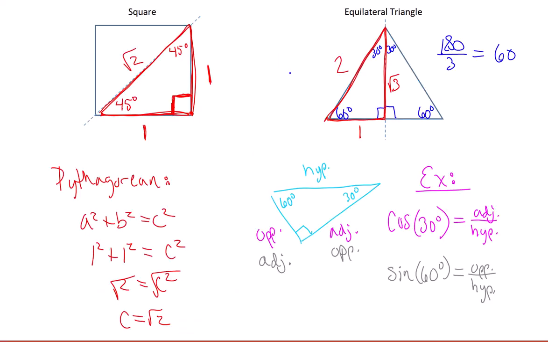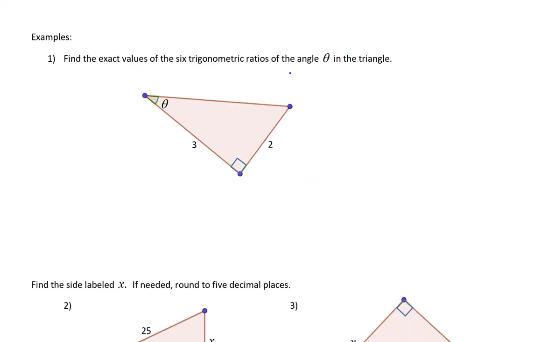Okay, let's do some examples that we can use to apply what we've learned so far. The first example says, find the exact values of the six trigonometric ratios of the angle theta in the triangle. And then, of course, we're given a triangle diagram, which is a right triangle diagram. Of course, it has to be if we're using our trigonometric ratios.